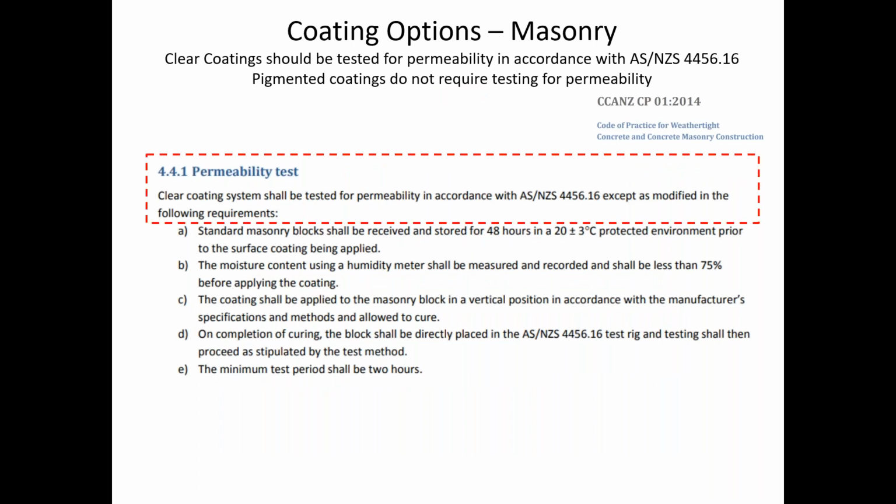So no permeability testing is required for pigmented systems. Sometimes we get asked that, but it's not required for pigmented systems. But the code of practice does state that it's required for clear coating systems on masonry blocks. So there's quite a specific test that's required in accordance with the AS/NZS standards, and Resene XC700 has been tested and meets the requirements of that standard.